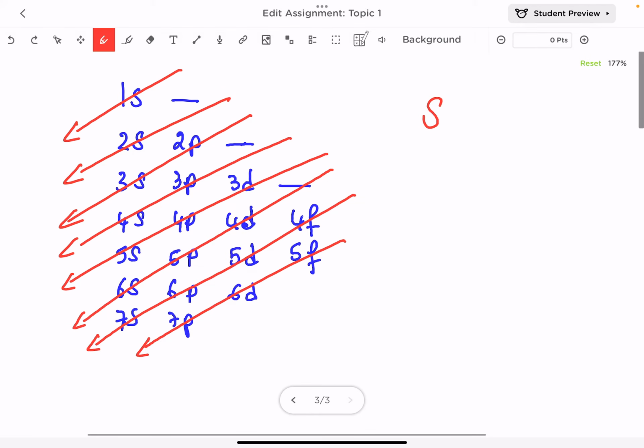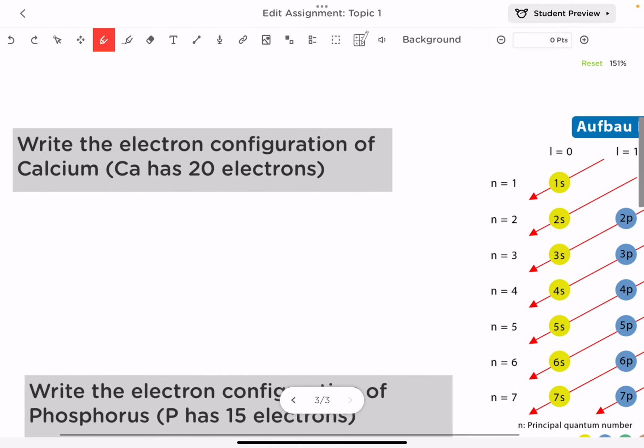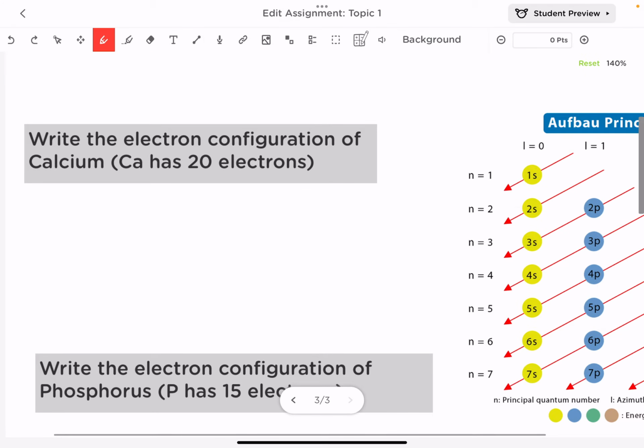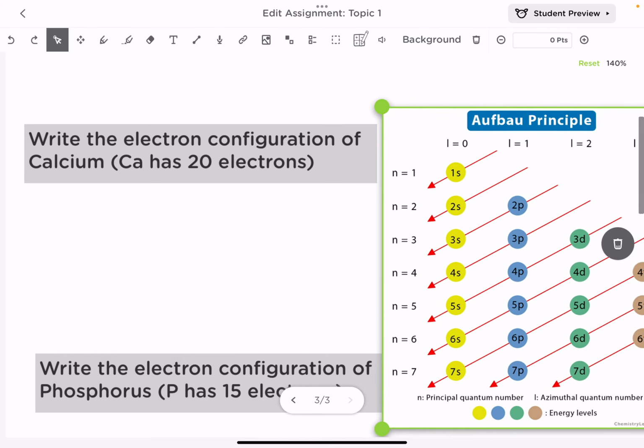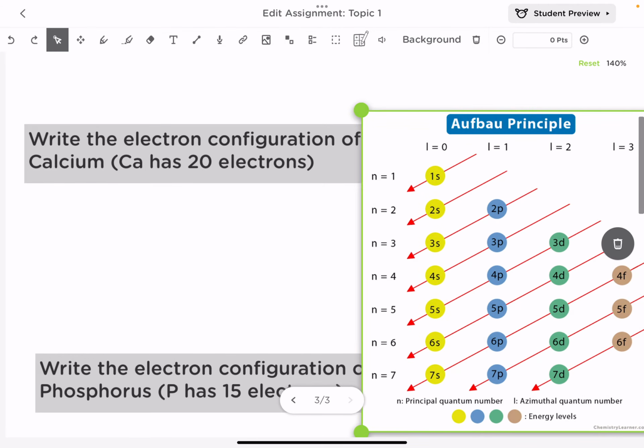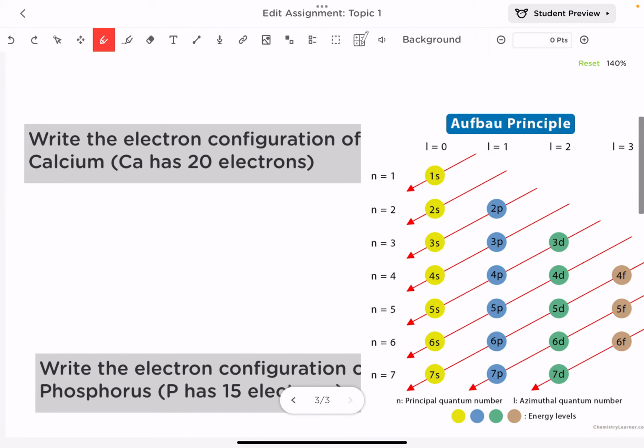Now note that S can maximum hold 2 electrons, P can maximum hold 6, D 10, and F 14. So let's first start writing the electron configuration of calcium. I'm going to place the diagram here next to me and follow it in writing the configuration. We have 20 electrons, so we need to distribute them.